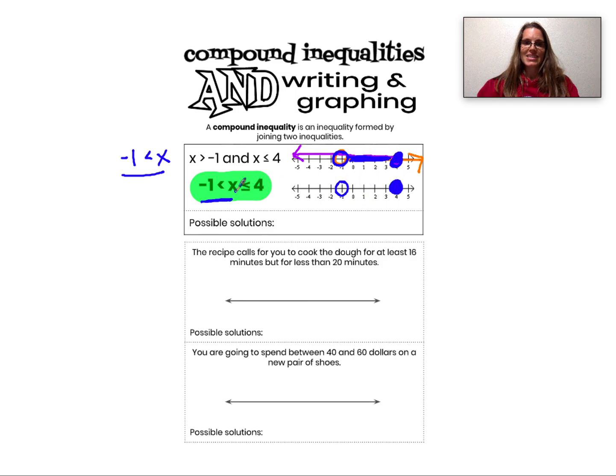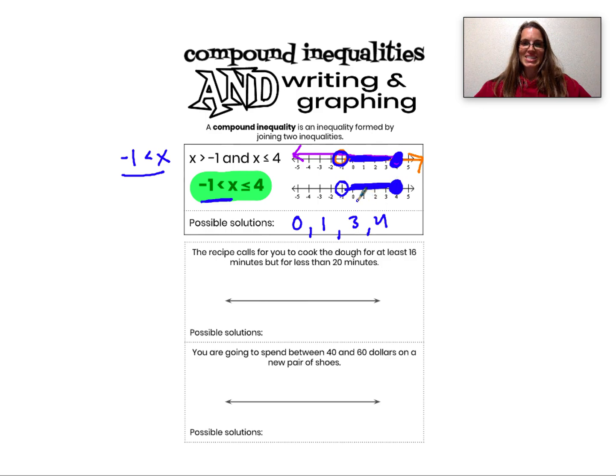Now since this is an "and", x is between these two values, not including -1, but including 4, I just shade in between. Just like "or" graphs always look like two arrows pointing out, "and" graphs are always two boundary points connected in the middle. Possible solutions to this "and" inequality are 0, 1, 3, 4, but not -1, and not any value less than -1, and not any value greater than 4. So just the numbers between -1 and 4, including 4.